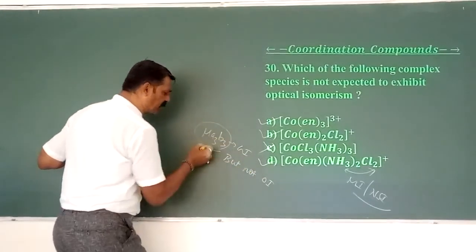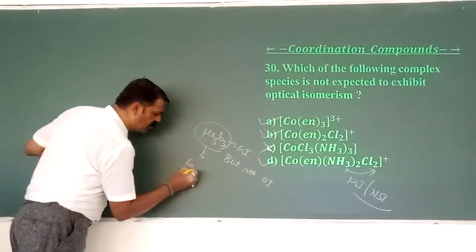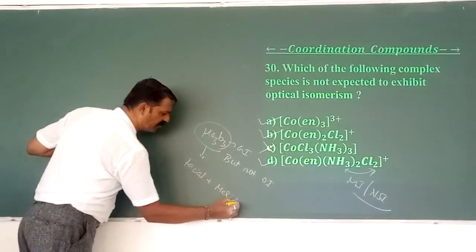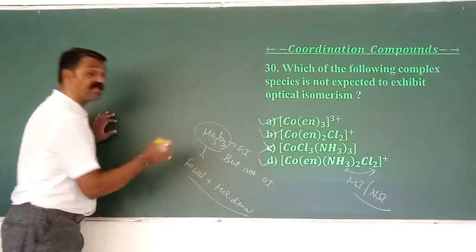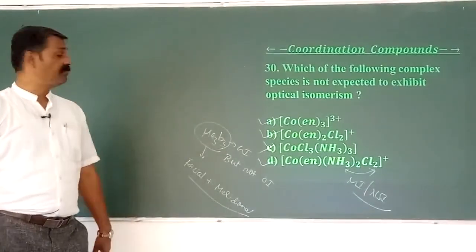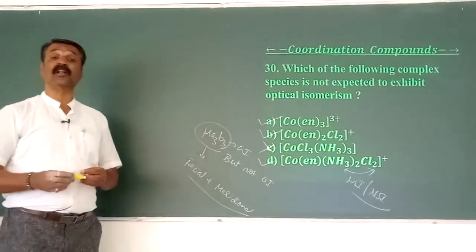Another speciality of this one is that there are two types, not cis and trans, but facial and meridional. It means they can exhibit only geometrical isomerism, but not optical isomerism. Therefore, 30 is C.